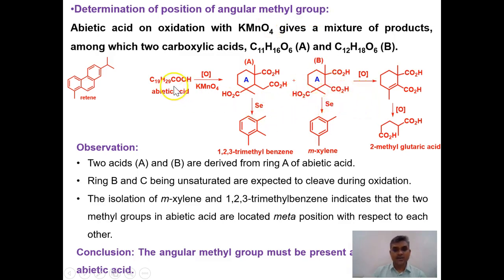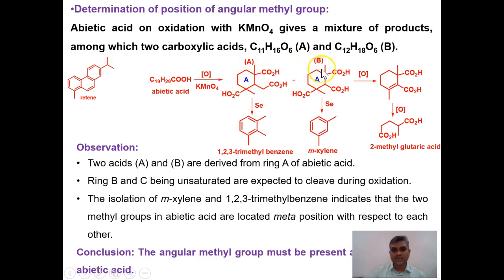Now in this case, oxidation of abietic acid is performed and we get tricarboxylic acids. Sorry, these are not isomeric. We get two different carboxylic acids. Now in this tricarboxylic acid, out of three carboxyl groups, one carboxyl group is already coming from the abietic acid. So these two carboxyl groups are likely to form due to the oxidation of the carbon-carbon double bond, which may be present in ring B and C of the phenanthrene molecule.